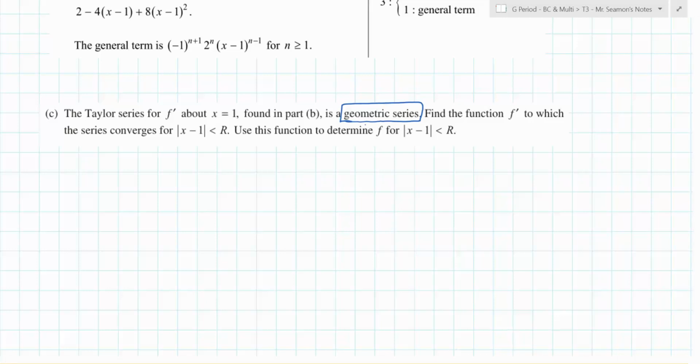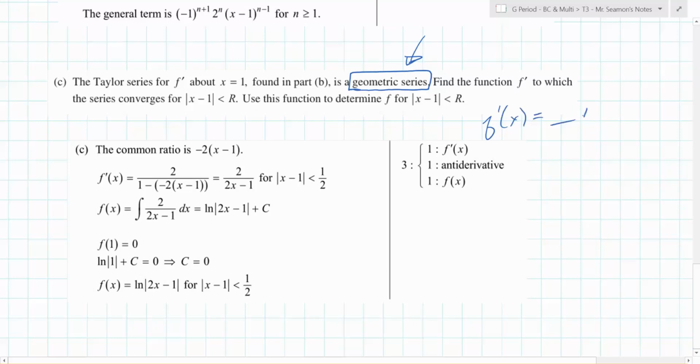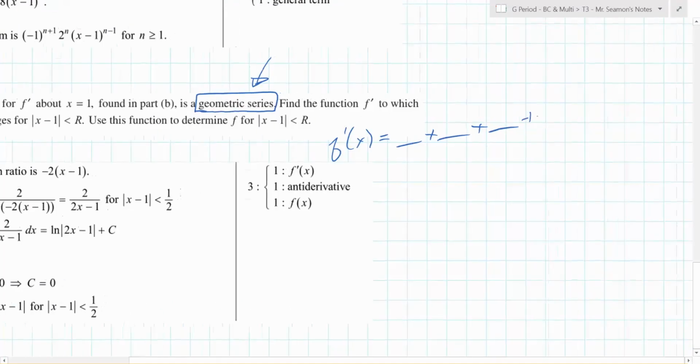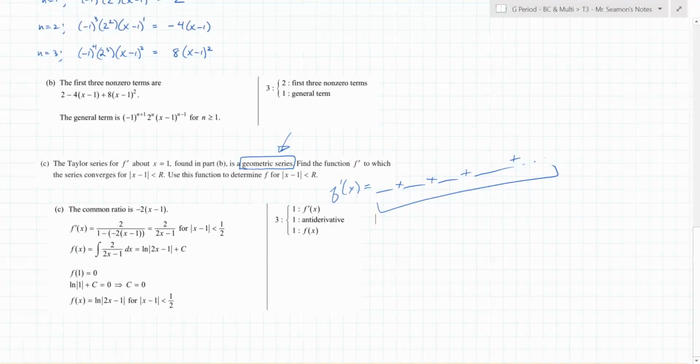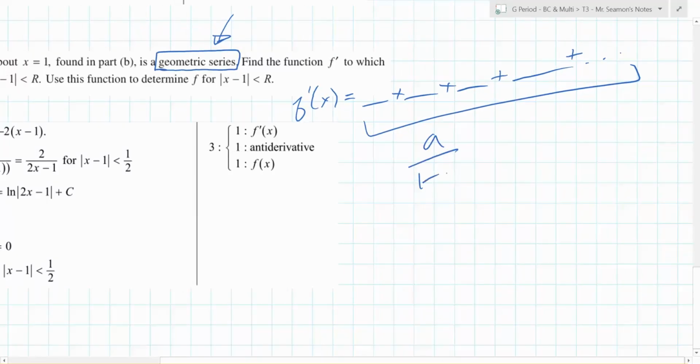Why is it helpful to know that this is a geometric series if we're looking for where it converges? Because then we need this test. And when you know it's a geometric series, the definition is going to have a common ratio. So we have our common ratio right there. Excellent. We have f prime of x written as something plus something plus something, and it's an infinite geometric series, right? So if you want to add these all up, what's the sum of an infinite geometric series? The first term, a, over 1 minus r.